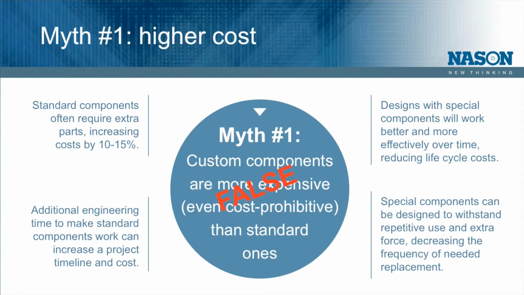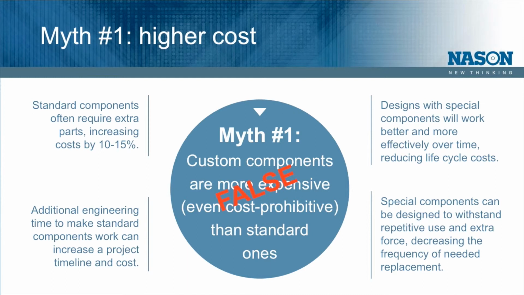Application-specific components may be more expensive on the front end, but the savings realized over the life of the piece and overall application are significant. With a component designed specifically for an application, the design will work much better and more effectively over time. Special components can also be designed to withstand extreme requirements of your application, allowing them to be built correctly the first time and decreasing the frequency of needed replacements.